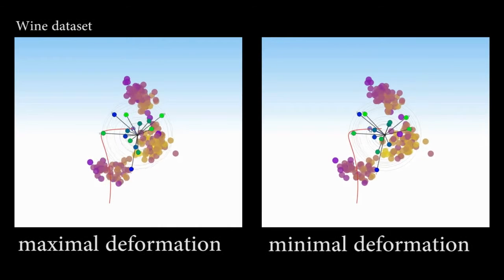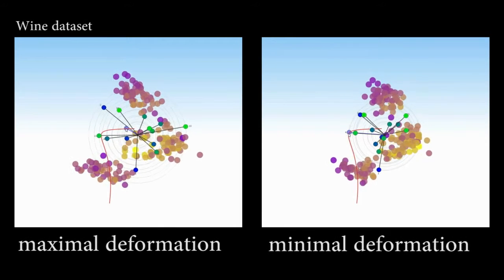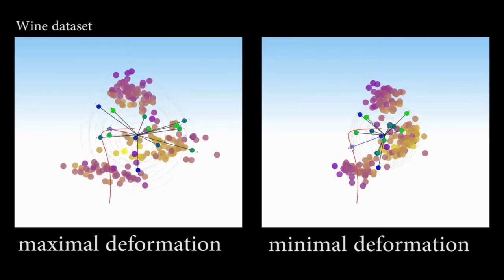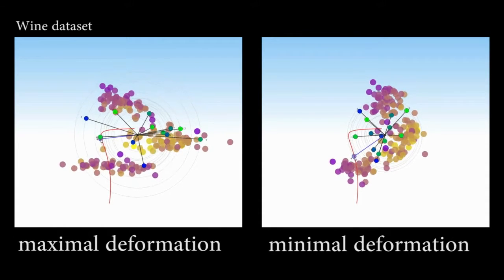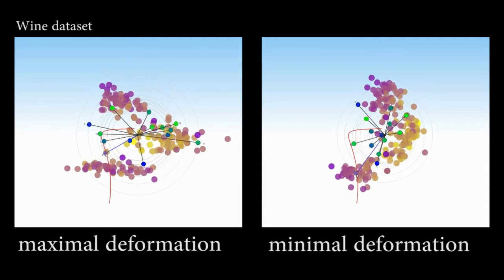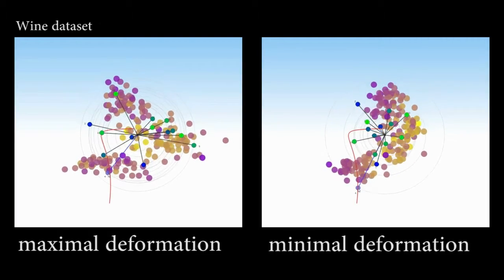We show an approach for an interactive analysis of a dataset by smoothly changing the projection matrix. During the interaction, our approach allows to maximize or minimize the distance between the current and the updated projection.